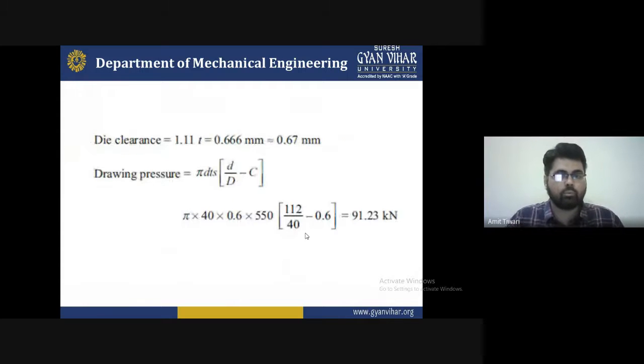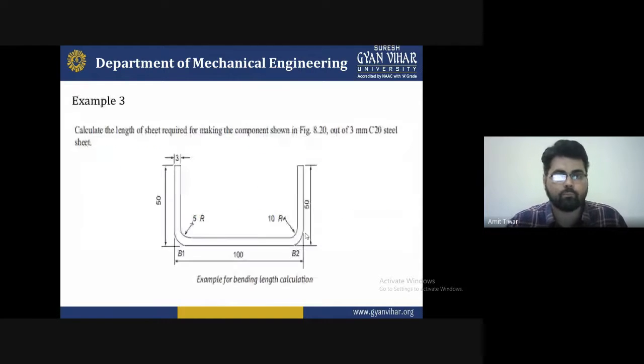Now you can easily put all the values from this condition: small t is 112, capital T is 40, and my c is 0.6. Now calculating, you can find out the drawing pressure, that is 91.23 kilonewton is the answer, and the die clearance value is 0.67. So these are some values we can find out by the different sections. So these are the answers of this particular numerical.